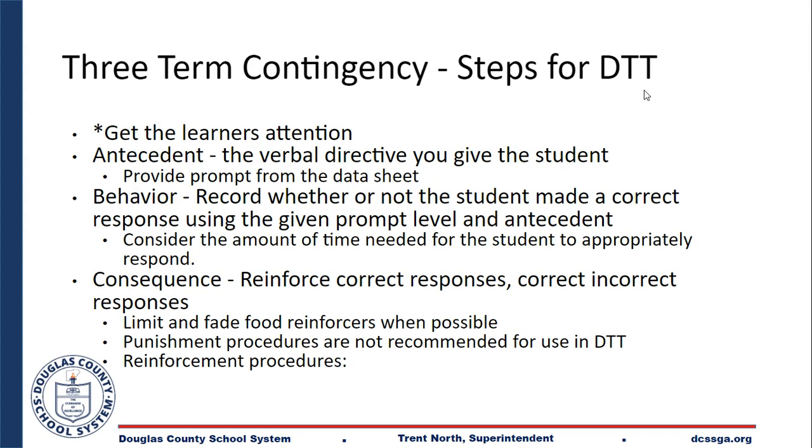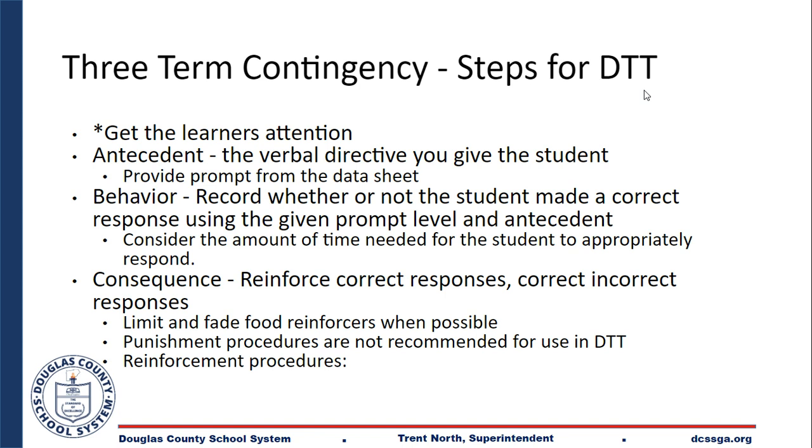These are the steps for DTT. It is a 3-term contingency, but before you start, you do need to get the learner's attention. If you try to begin without having gained the learner's attention, your data is going to be skewed. Once you have the learner's attention, you're going to provide the antecedent. That is the verbal directive you give the student. Most of your antecedents are going to be listed on your data sheet.